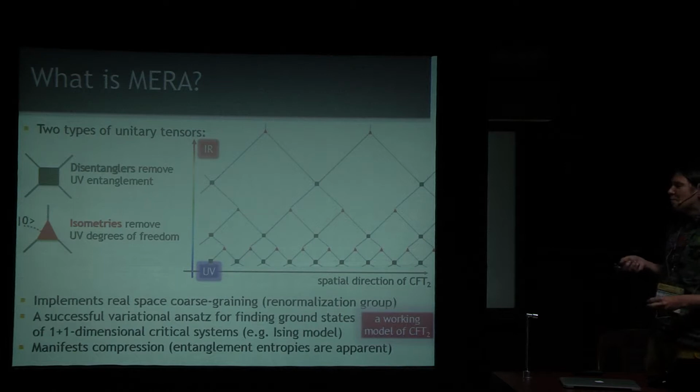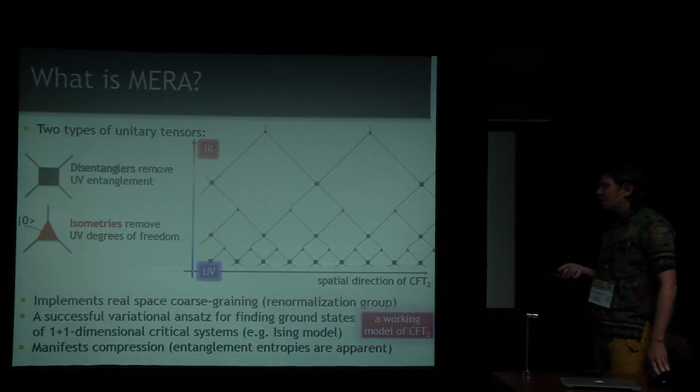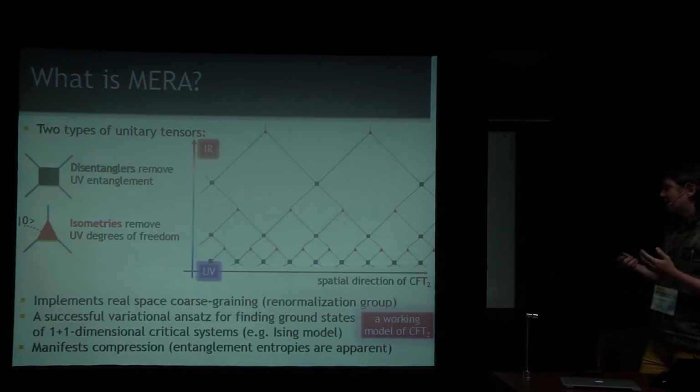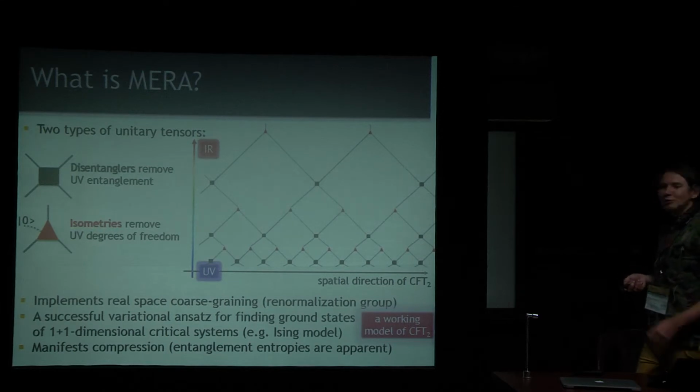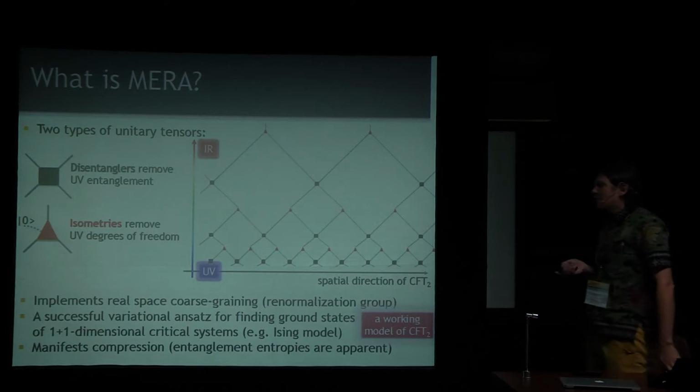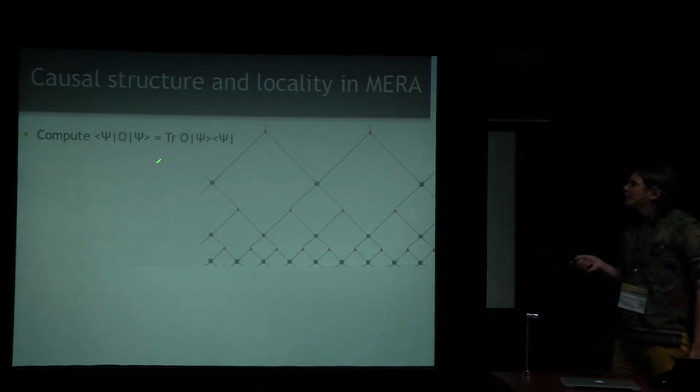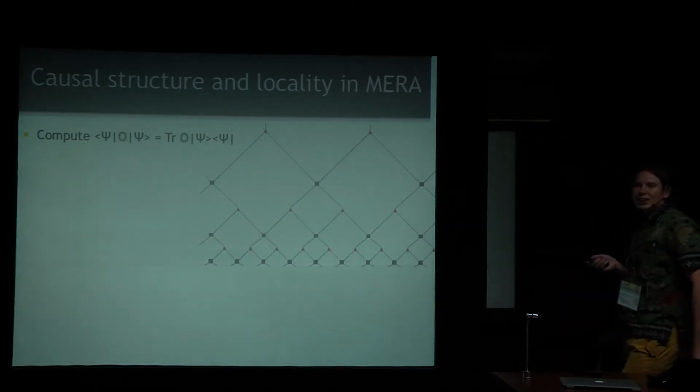And finally, something that I will explain on the next slides, I haven't explained yet, is that this network manifests compression. Or for our purposes, what this amounts to is that entanglement entropies are apparent in this tensor network. So how does this come about? To understand this, I have to explain to you the so-called causal structure of MERA.